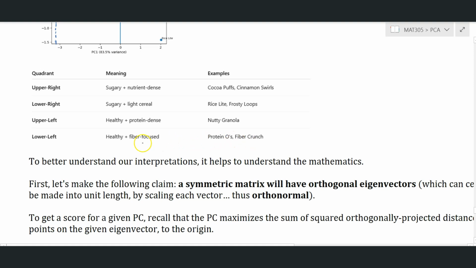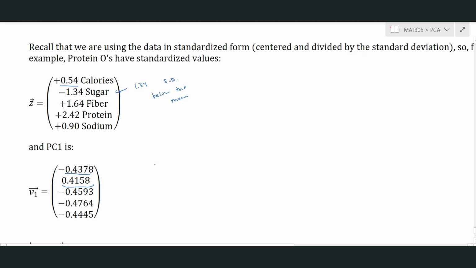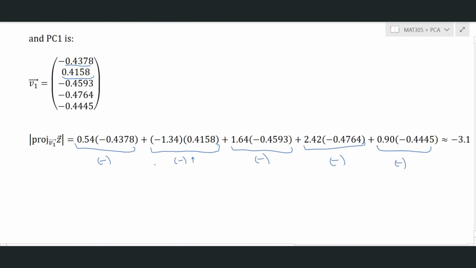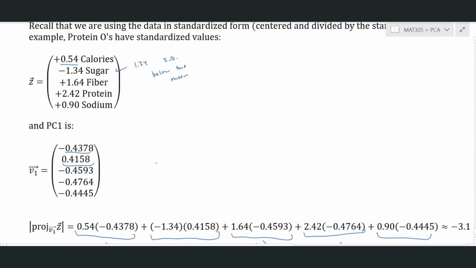So where are we? Protein O's, healthy and fiber focused. So having a negative score on PC1 is actually probably a better thing than having a positive score, because a positive score will often come from having a high amount of sugar, right? If principal component 1 doesn't change, it's going to remain positive 0.4158. The only thing that can change from one cereal to the next are the standardized scores. So if a cereal is really high in sugar, then that's going to be a very positive number.